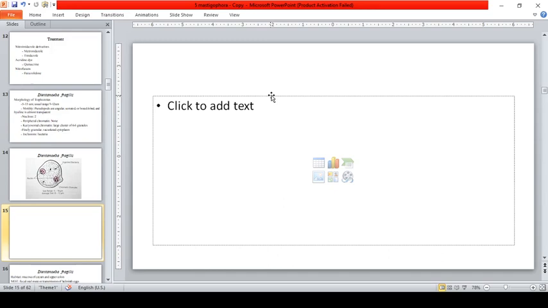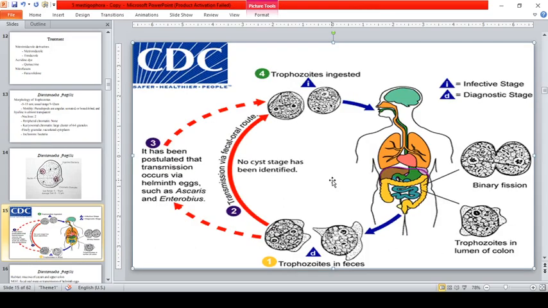Okay, so Dientamoeba fragilis is probably transmitted by fecal-oral route. Transmission via helminth eggs like Ascaris and Enterobius has been postulated. Kumbaga, that is co-infection with eggs of Enterobius vermicularis. That is also searched throughout the body. So, para siyang vector. Okay, so with Enterobius vermicularis and Ascaris lumbricoides, there is a possibility of co-infection with Dientamoeba fragilis.